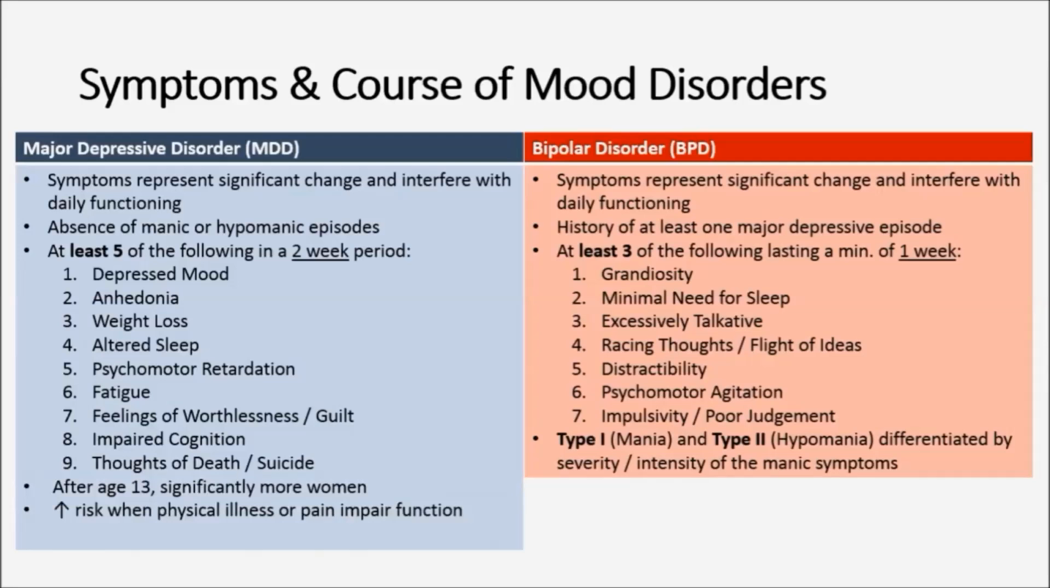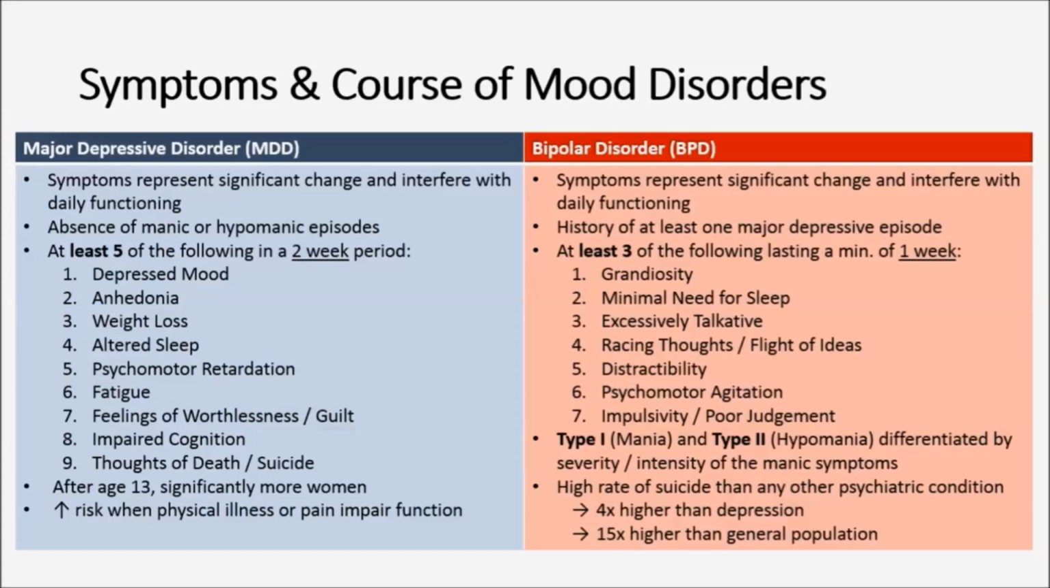Now, in terms of major depressive disorder, after age 13, significantly more women will develop major depressive disorder. And there's also an increased risk when physical illness or pain are impairing a person's function. In terms of the bipolar disorders, there's certainly a much higher rate of suicide, more than any of the other psychiatric conditions. In fact, the rate of suicide is 4 times that compared to depression and 15 times higher than the general population.